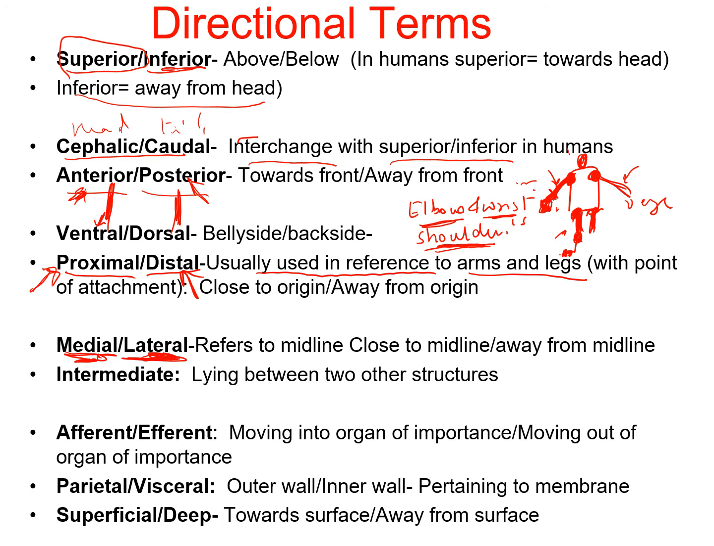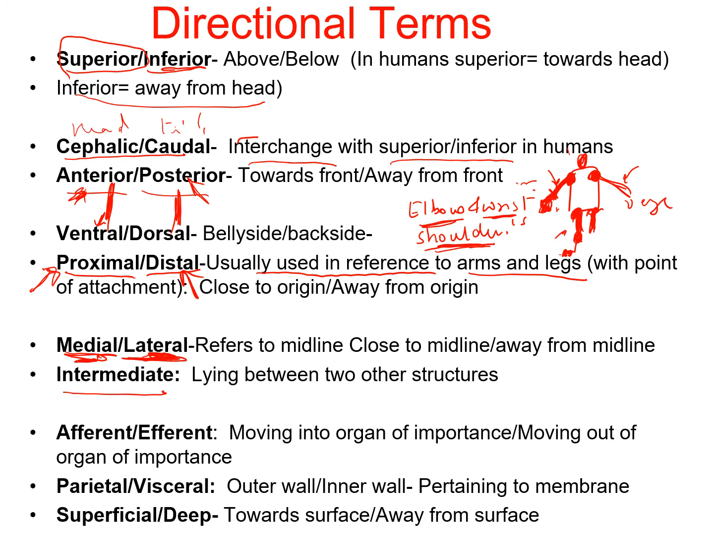Lateral refers towards the side of the body, means away from the midline. Okay, if the nose is medial to the eyes, the eyes are lateral to the nose, right? Or you can also pick another example. The ears are lateral to the eyes and nose because the ears are toward the side of the body.